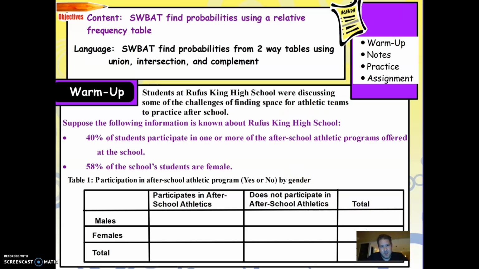All right, welcome back to Mr. P Helps with Algebra 2. This is Unit 5 Topic 1 SLT3. We are going to be finding relative frequencies today.